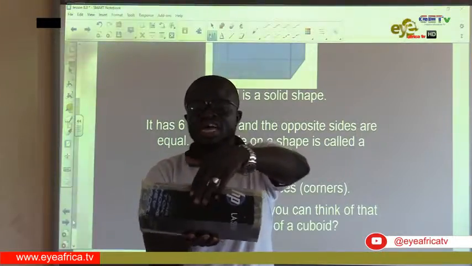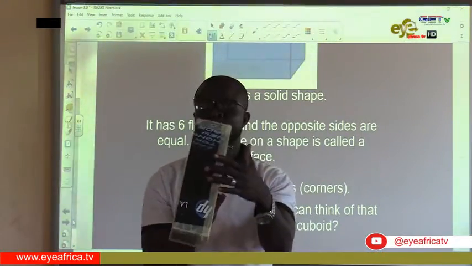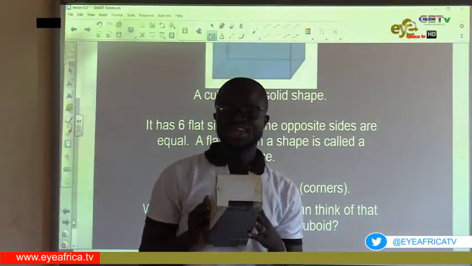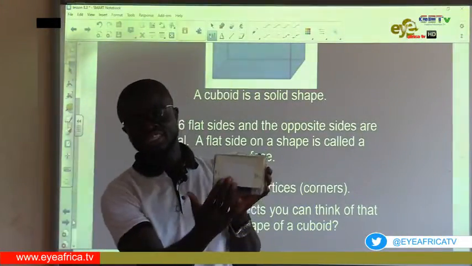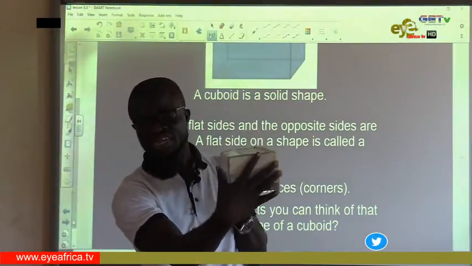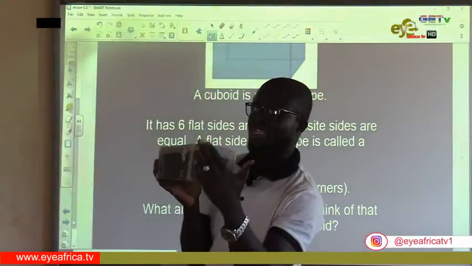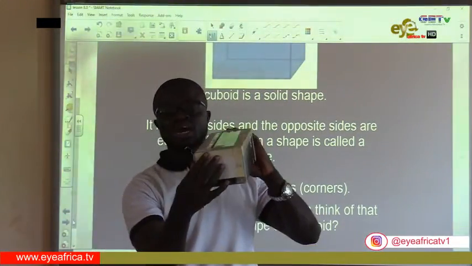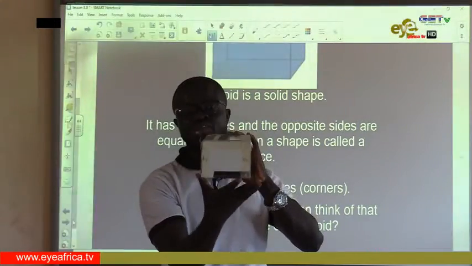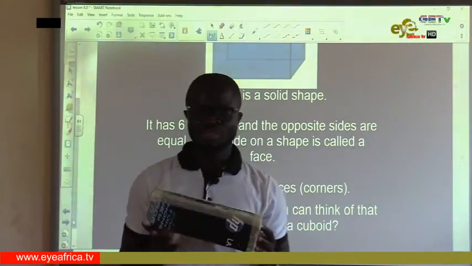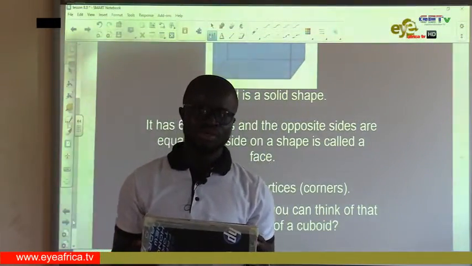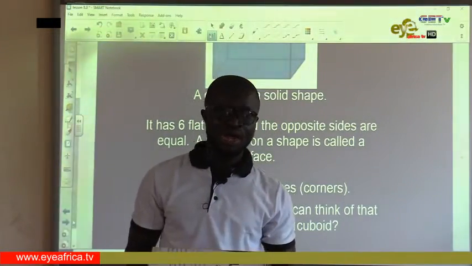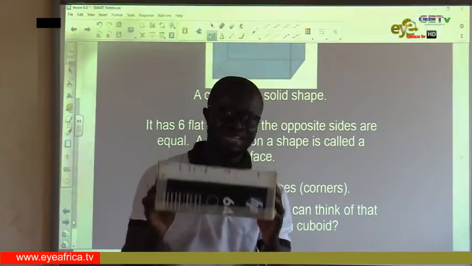Since the 2 sides are said to be opposite, we can say they are also equal. Then the other pair of sides, this other side and this other side, are said to be opposite. And since they are opposite also, we can tell by looking that they are also equal. So the shape used in building this material are all rectangles.